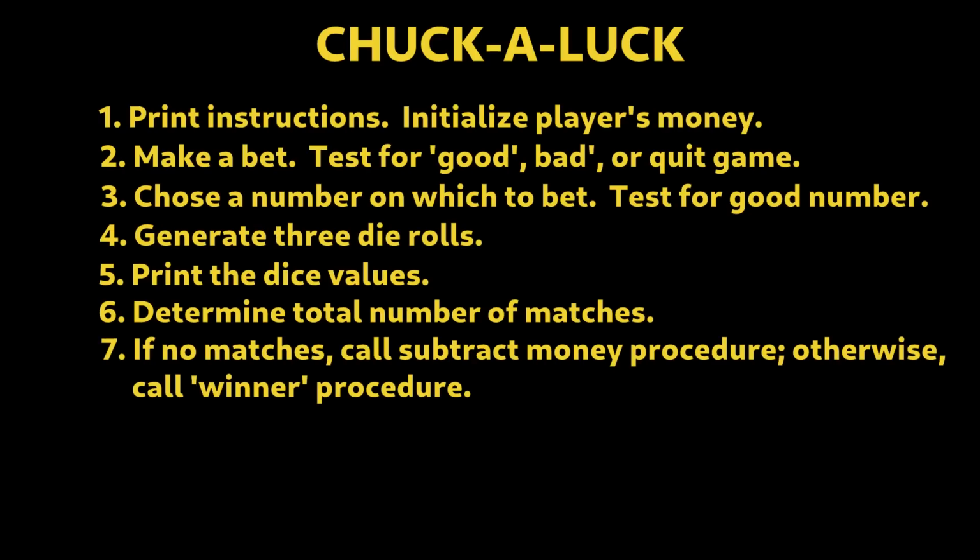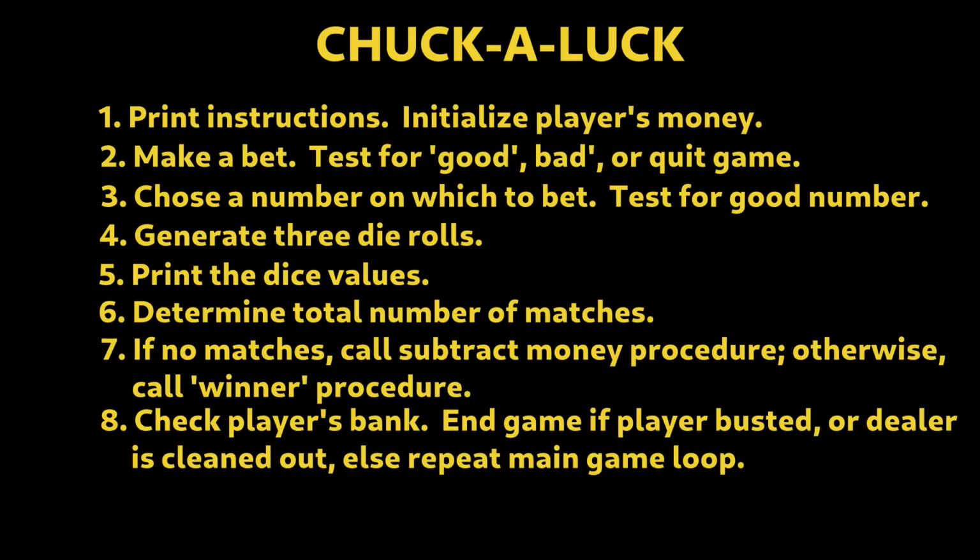Finally, if there are no matches, we'll subtract money from a given procedure that does that. Otherwise, we're going to call the winner's procedure and see if they won even money or double or triple. Then we're going to check the player's bank, finally, and see if the player has busted or if the dealer's been cleaned out. Otherwise, we're just going to repeat the main game loop over and over until the player decides that they want to quit. So what do those steps look like in SPLM?